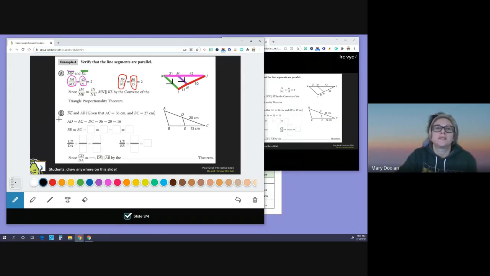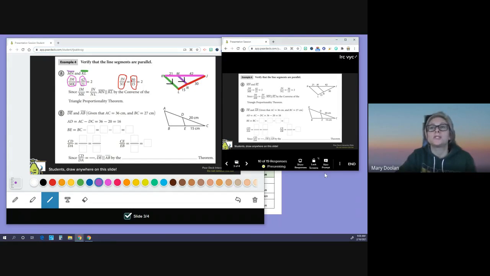All right, so we're going to do this next part together too. I'll use some color coding here just to help us see what we're talking about. We want now to verify that the line segments are parallel. And I have 10 of you guys writing on your slide.